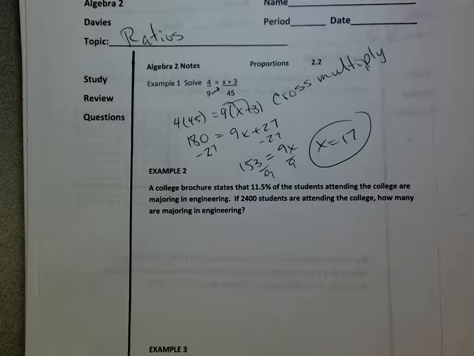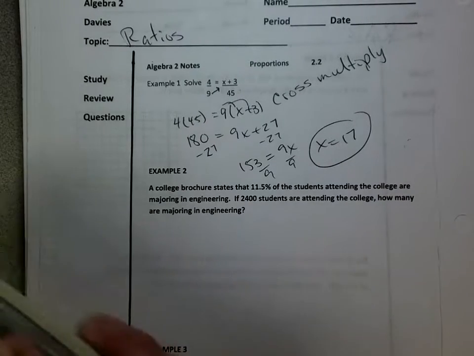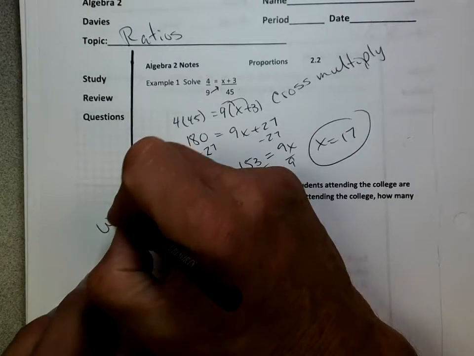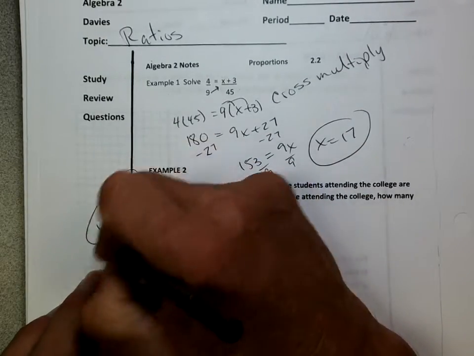All right, next example. Let's take a look at example 2. So example 2, what we're looking for are words. Words are the key in this whole thing. We've got to keep the words consistent. So let's write that down. Words. What am I talking about? Well, let's read it, okay?